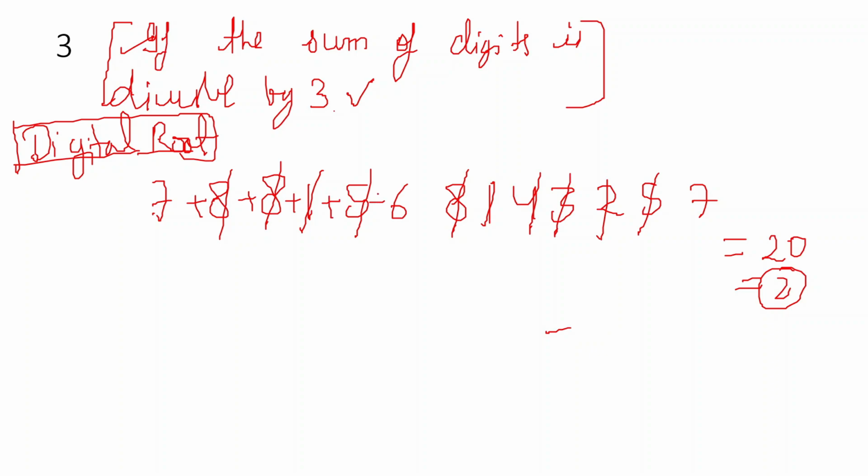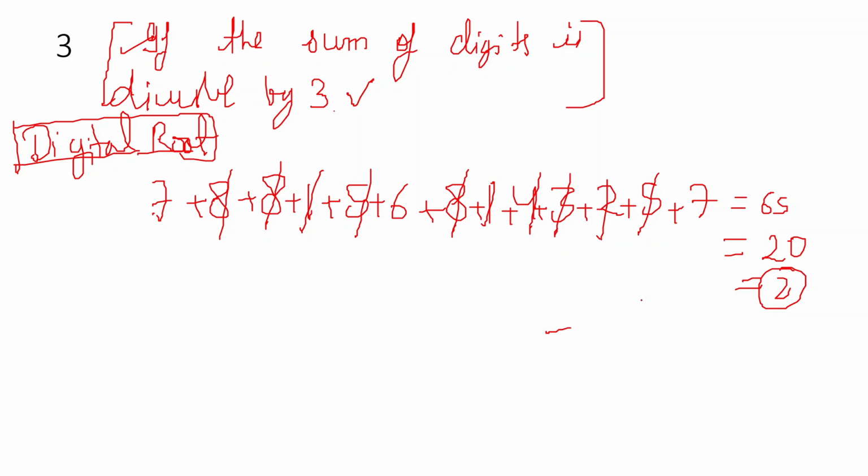5, 29, 29, 6, 35, 35, 8, 35, 8, 43, 43, 1, 44, 48, 51, 53, 58 and 58, 65. 65 is not divisible by 3, that's why this number is not divisible by 3.